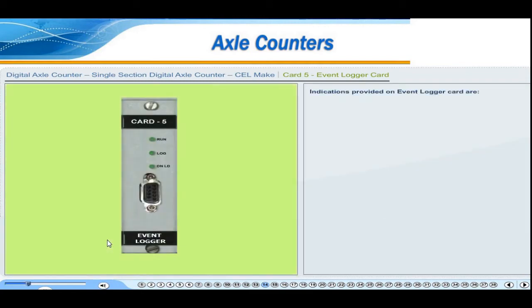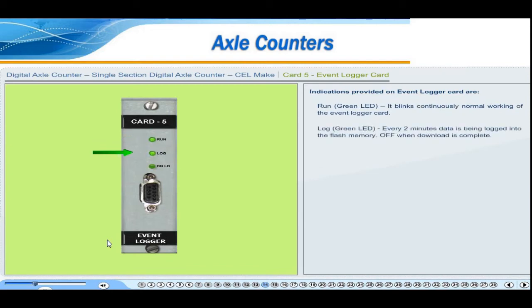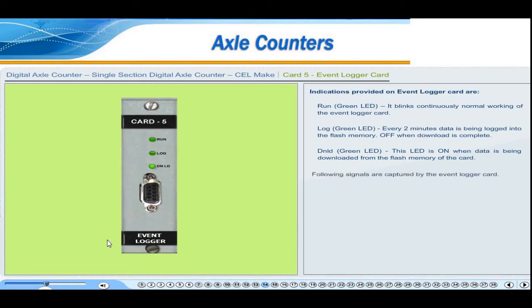Indications provided on the event logger card are: Run, green LED. It blinks continuously, indicating normal working of the event logger card. Log, green LED. Every 2 minutes data is logged into the flash memory until download is complete. Download, green LED. This LED is on when data is being downloaded from the flash memory of the card. The following signals are captured by the event logger card.